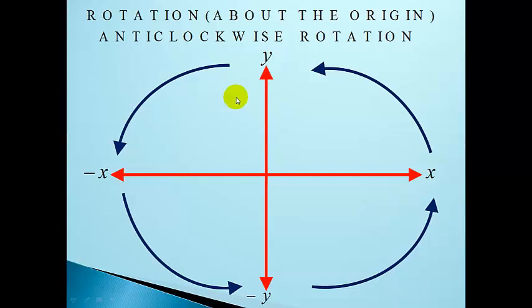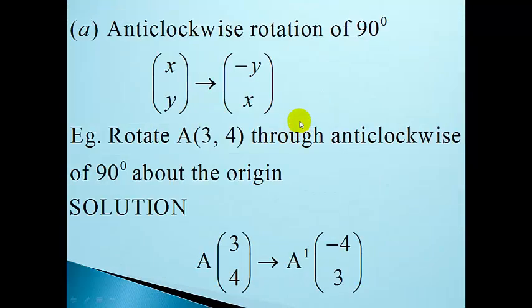Now we have rotation about the origin, that is the anti-clockwise. Anti-clockwise rotation is opposite to the way the watch moves, as indicated by the arrow. Anti-clockwise rotation of 90 degrees, the rule is xy maps to minus yx. That is, y goes up, x comes down, but the y coordinate is negated. So rotate A(3, 4) through anti-clockwise of 90 degrees about the origin.